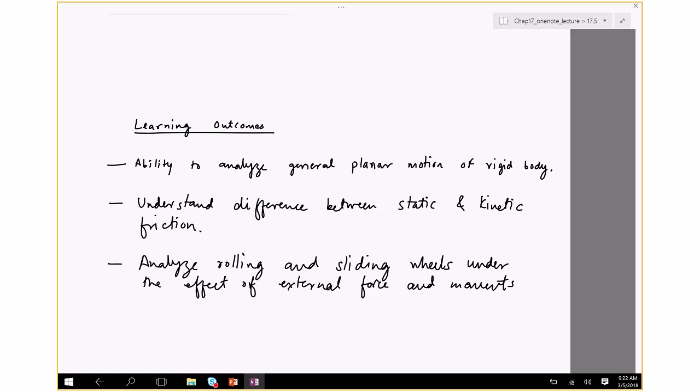17.5 is the last section in chapter 17, and this is kind of important because this is general planar motion. So motion involving translation as well as rotation, right? Previously, two lectures back, we did only translation, and then the last section was only rotation. But this is going to combine the two, translation and rotation. So we'll be talking about rolling and sliding wheels. We'll also look at static and kinetic friction, and the key thing is general planar motion. What we've done so far are special cases of general planar motion.